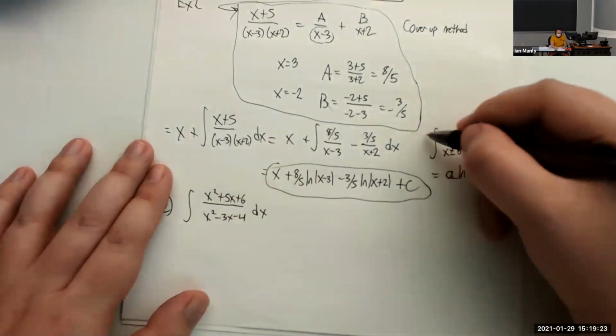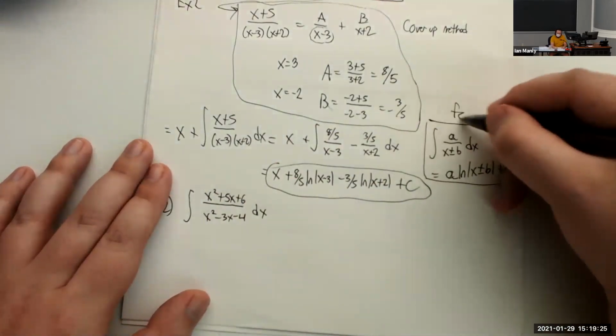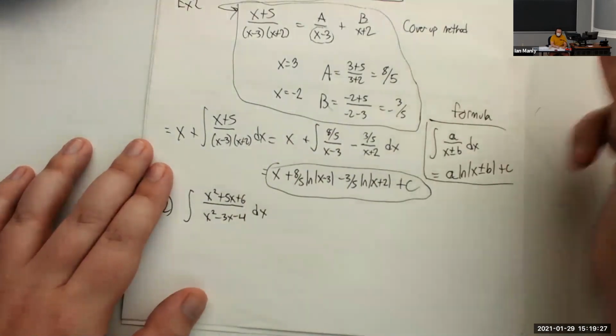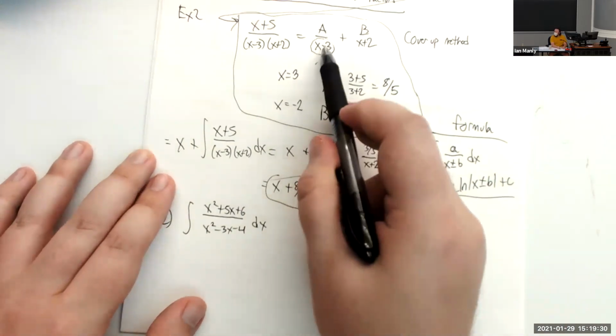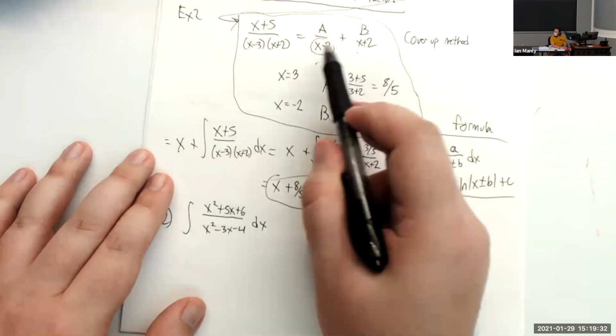How did I get this? This is just a general formula. This is how we do integrals like that. And how do I get the x's? They're always whatever makes the bottom of these guys be 0.